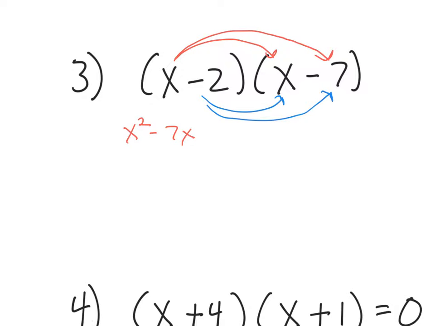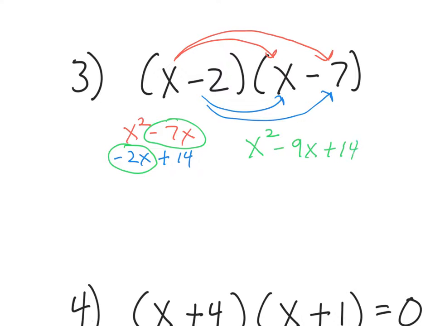And then the second time, for the negative 2, we're going to do negative 2 times x and get negative 2x. And negative 2 times negative 7 makes positive 14. Then all you have to do is combine the like terms. So I have x squared, which is by itself, so nothing to combine with it. I have negative 7x and negative 2x, those go together, so negative 7 and negative 2 makes negative 9x, and then the 14 is all by itself. So we end up with x squared minus 9x plus 14.